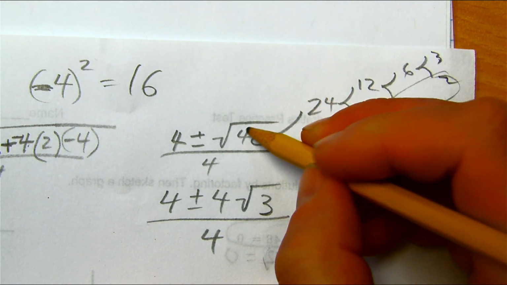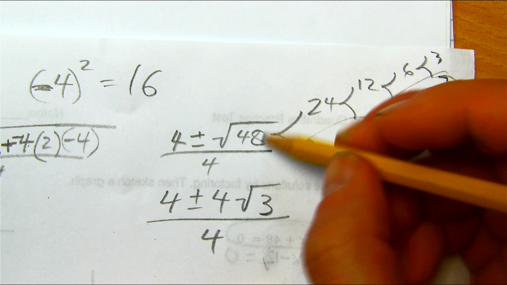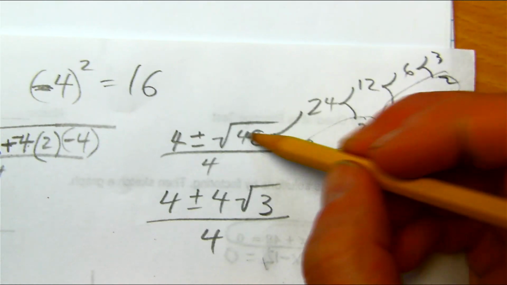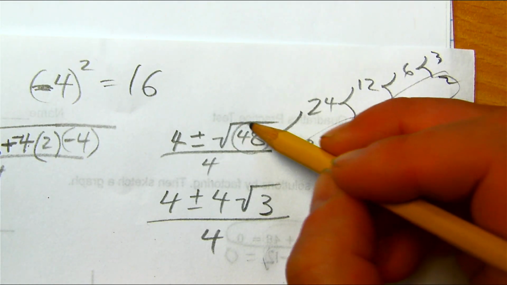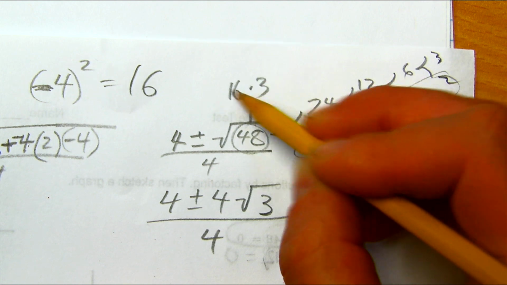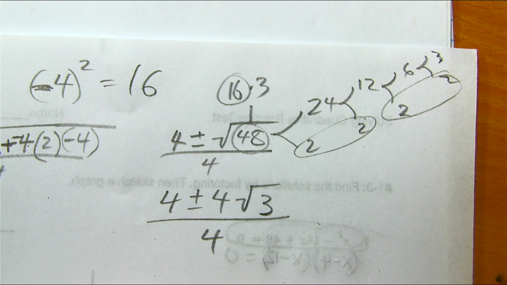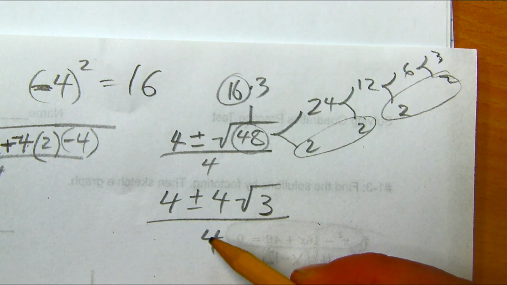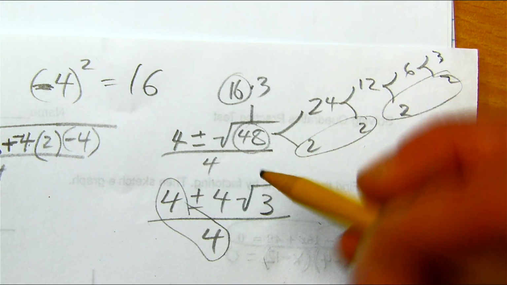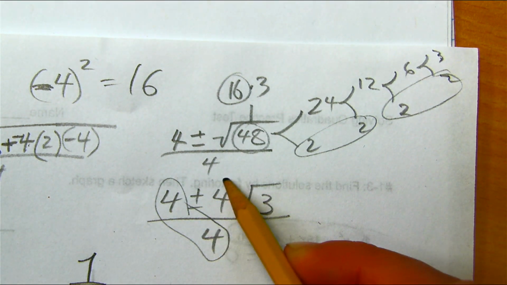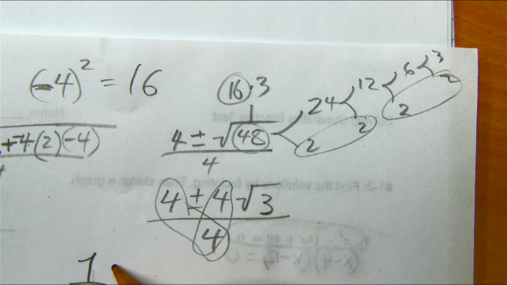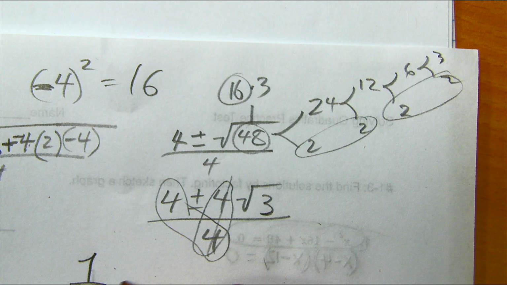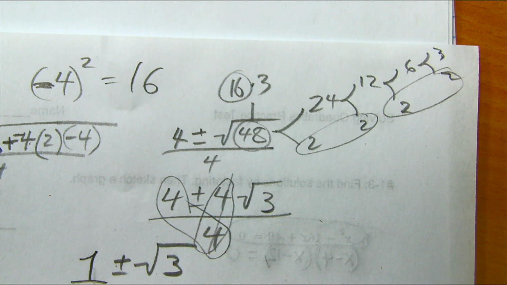What's another way you could do this? Well, you could say this is 16 times 3. That squares out as a 4. Now, last step. 1 cancels in this, or is 1, but I don't know how to write a 1. Ta-da!